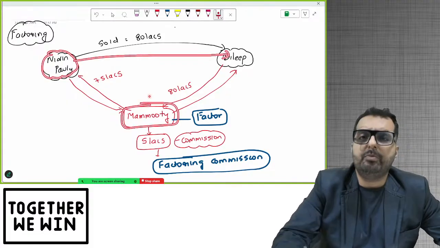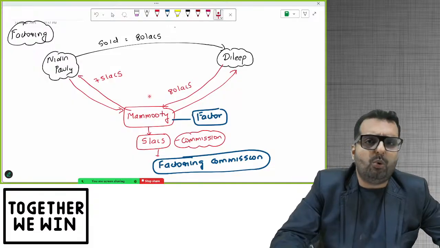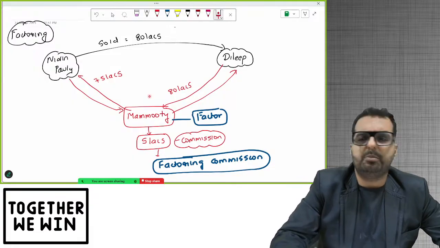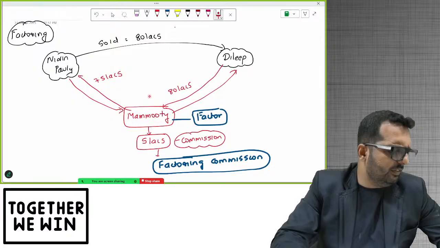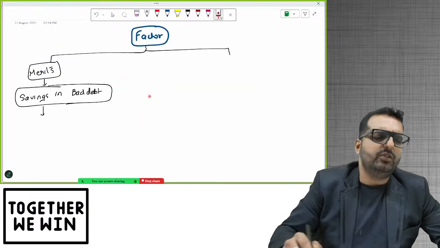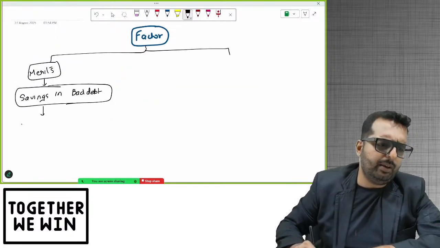Entire loss will be paid by whom? Mammootty. But for without recourse, Mammootty will charge very high commission, friends. Are you all clear with this part now? Okay. So now savings in bad debts is advantage number one.